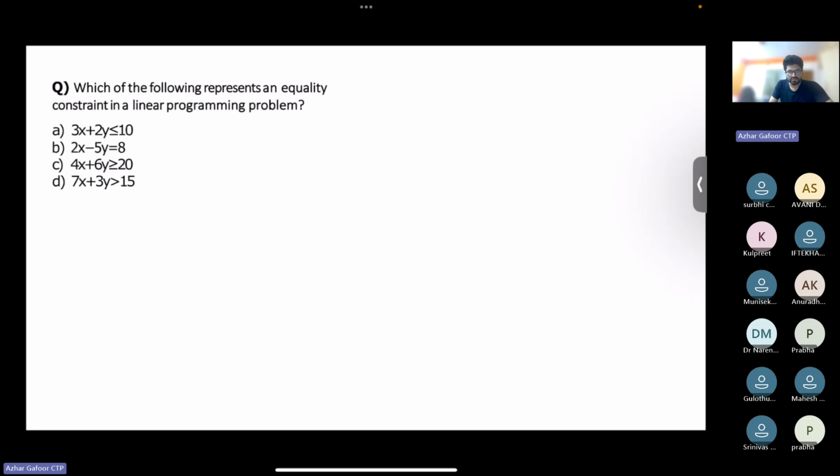So this is also kind of a straightforward question. Which is an equality constraint in a linear programming problem shown below.